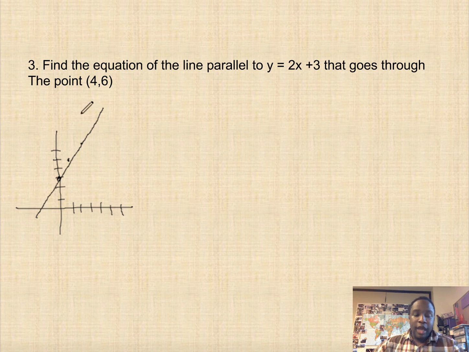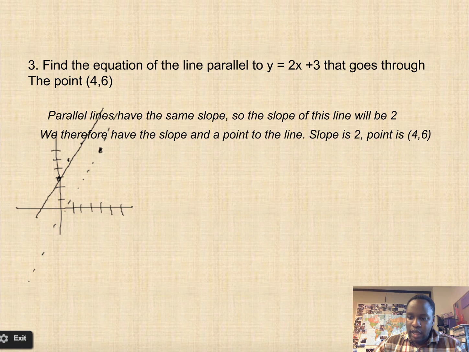So we have the line, and we're trying to find a line that is parallel to this line and goes through the point (4, 6). What would be the equation of this line? It's parallel to this line and goes through this point, (4, 6). So that's our goal. To do this, we need to remember that parallel lines have the same slope.